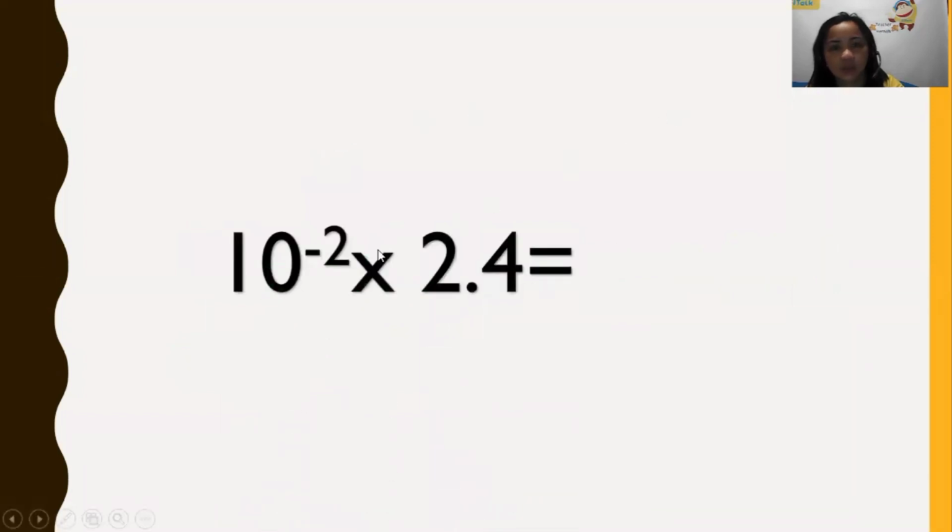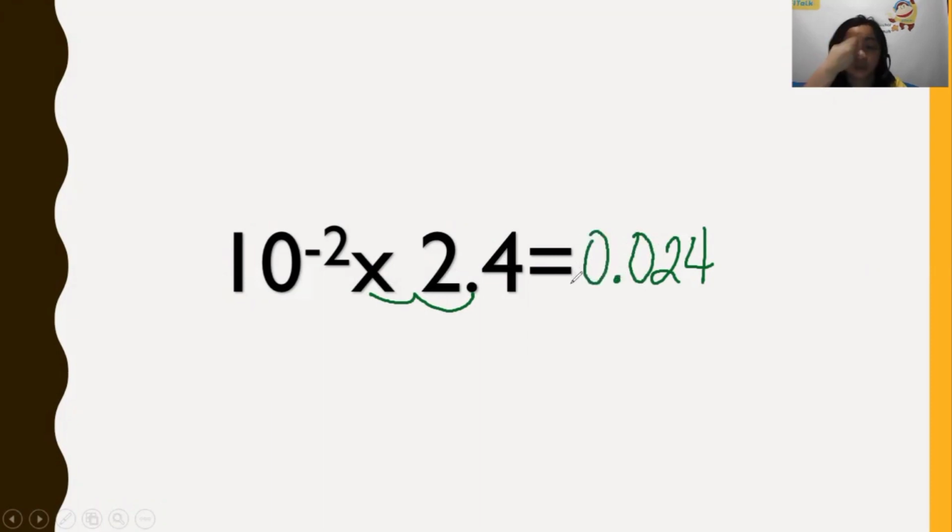Let's have another example. We have 10 raised to negative 2 times 2 and 4 tenths. So, kopyahin ko yung 2 and 4. Move 2 places. 1, 2. So, maglagay na isang placeholder at isang decimal point and another 0. The answer is 24 thousandths.